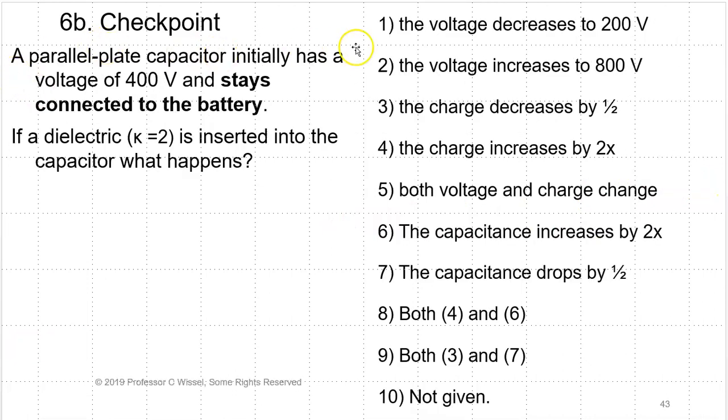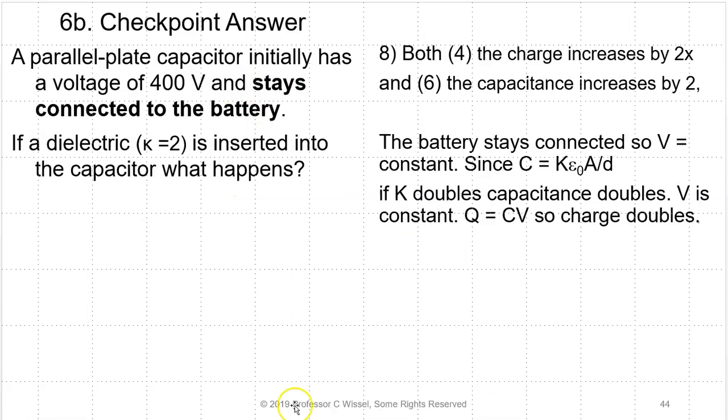Okay, if a parallel plate capacitor initially has a voltage of 400 volts and stays connected to the battery, if the dielectric kappa equals 2 is inserted in the capacitor, what happens? If it stays connected to the battery, the voltage will stay constant. So both 4, the charge increases by 2 times, the capacitance increases by 2 times. The battery stays connected, so the voltage equals constant. Since C equals kappa epsilon naught A over D, if kappa doubles, the capacitance doubles. V is constant, so Q equals C times V, so the charge doubles.